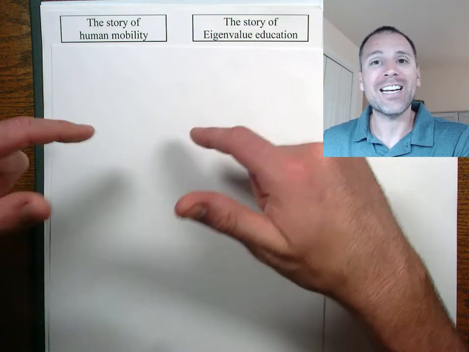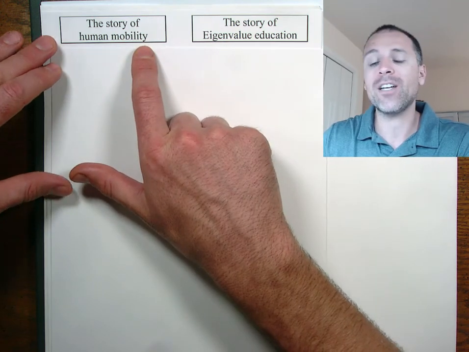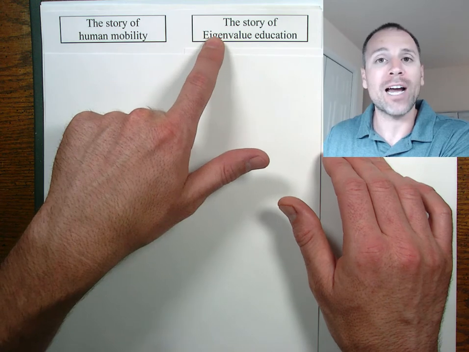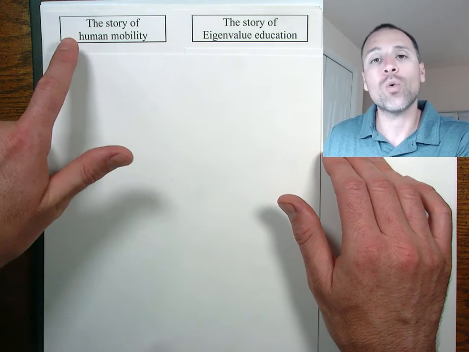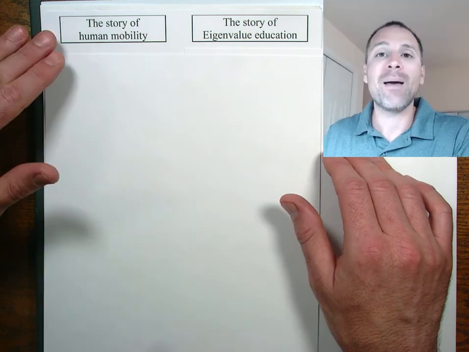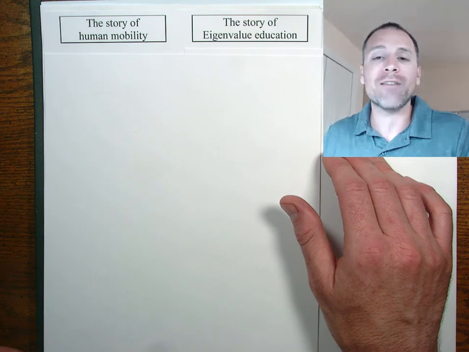To help us get an idea about how this works, I want to map that over to an analogy about the study of human mobility. So specifically, in order to get an idea of what we're doing in building eigenvalue theory, we're going to tell the story about how humans learn to move about the world, and then we're going to make direct connections between the different stages of that story and the work that we're going to do introducing eigenvalue theory.